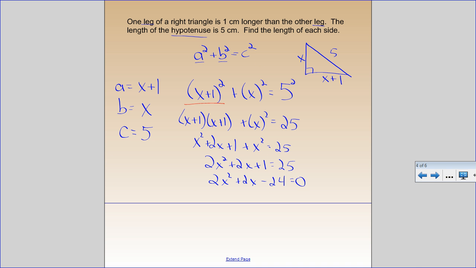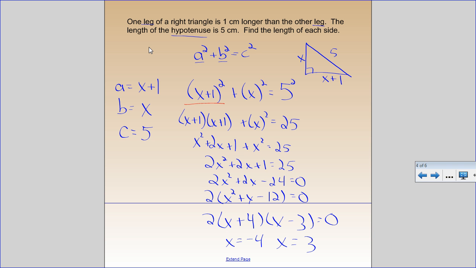Now I have a trinomial set equal to 0, and I'm going to try and factor this, but first I have to take out the GCF. And I factor it. Plus 4 and minus 3. So using the principle of zero product, my solutions will be either 3 or negative 4.